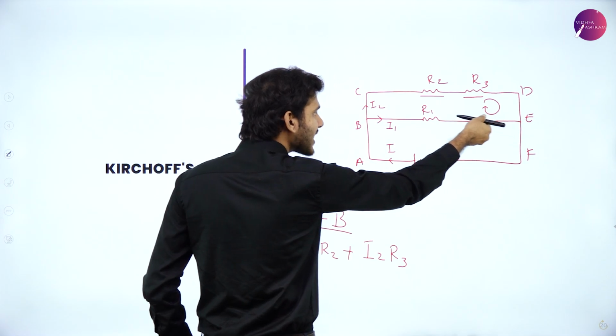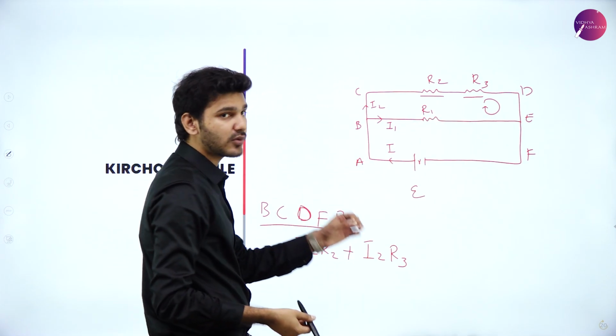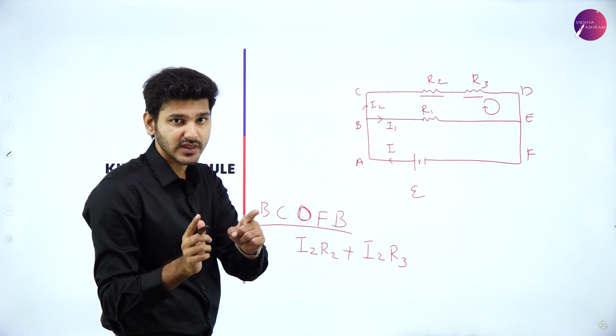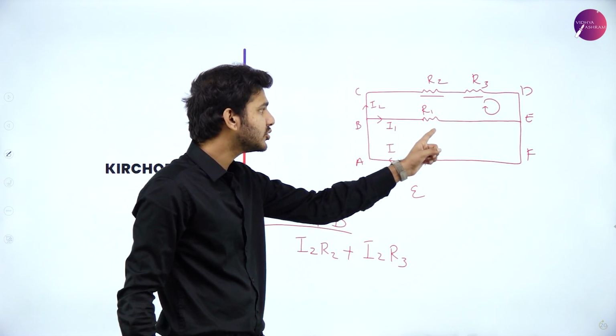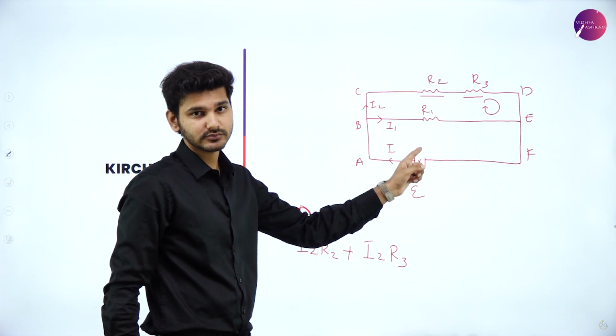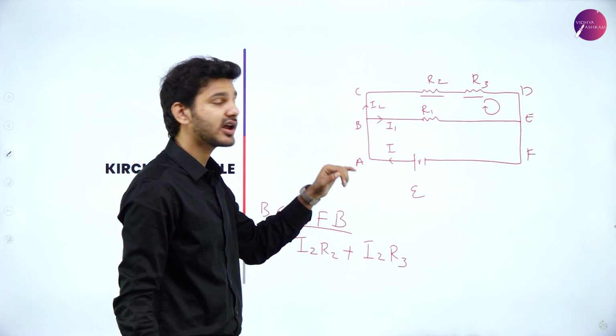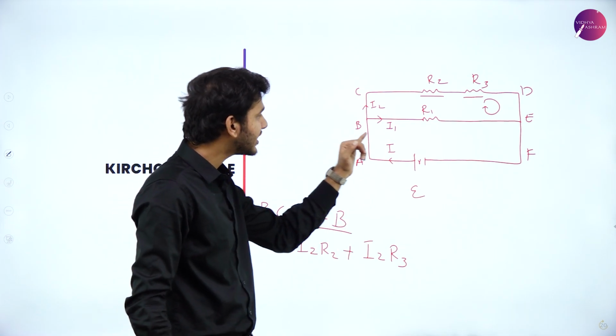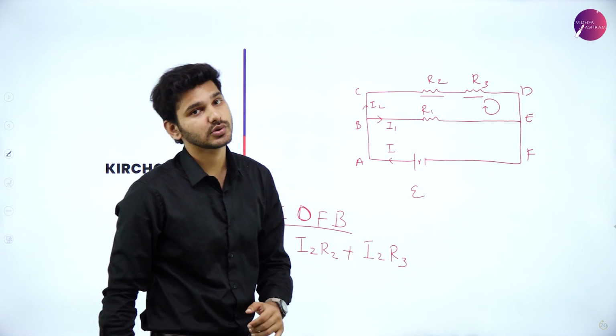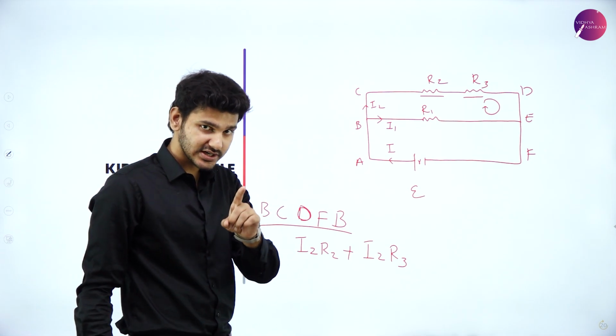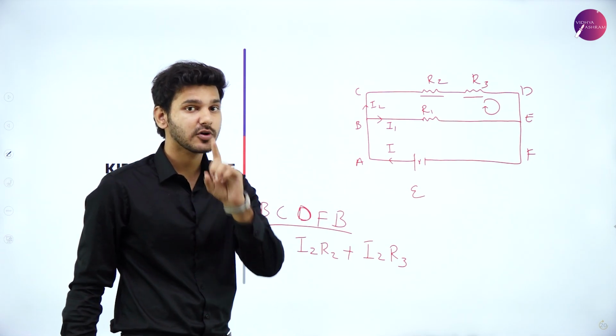So it is coming back here and it should go through R1. But there is only one problem. In R1, one current is already going through, that is I1. So we don't have to take I2 current flowing through that particular R1 resistance. We are going to take I1 current which is flowing through that particular circuit.